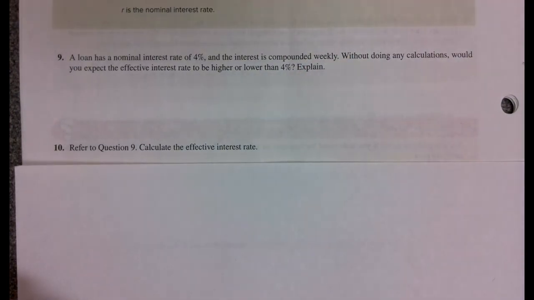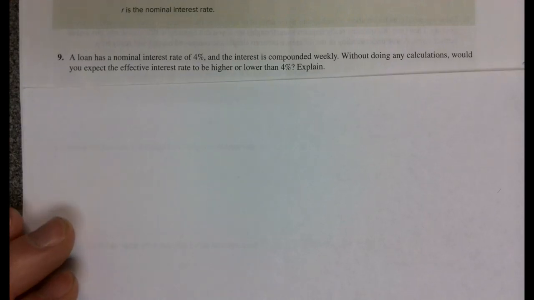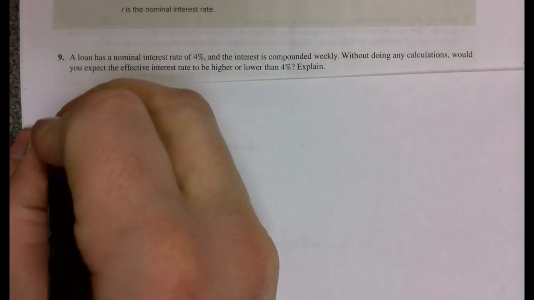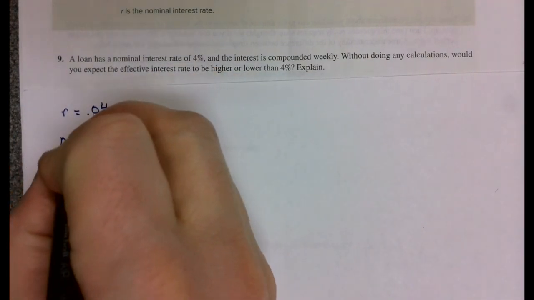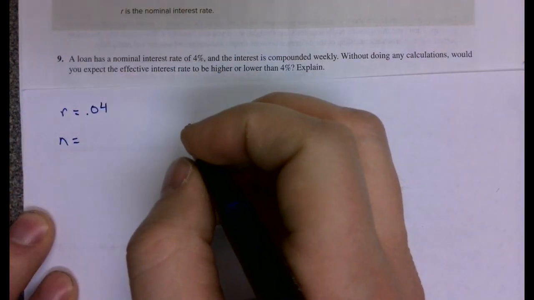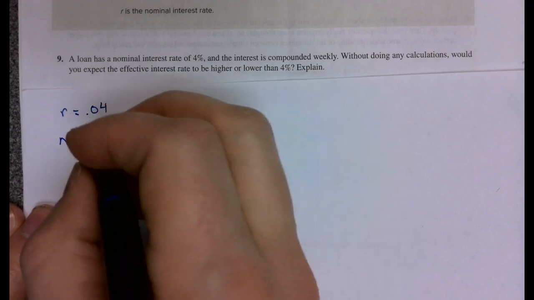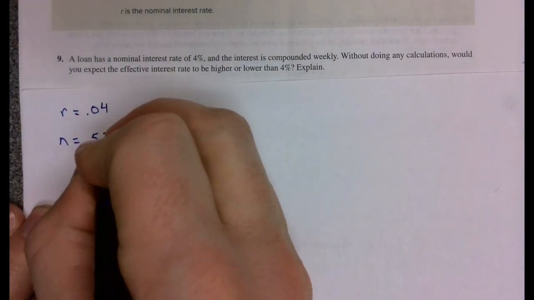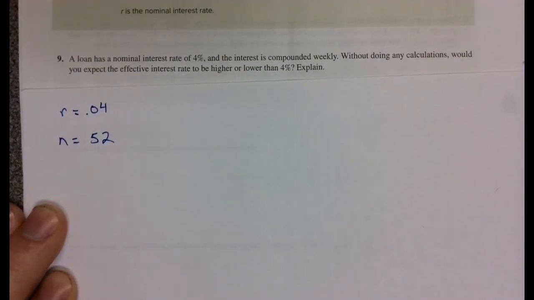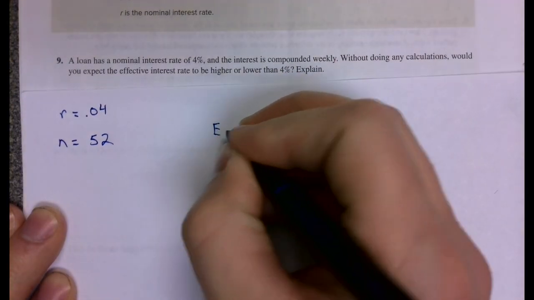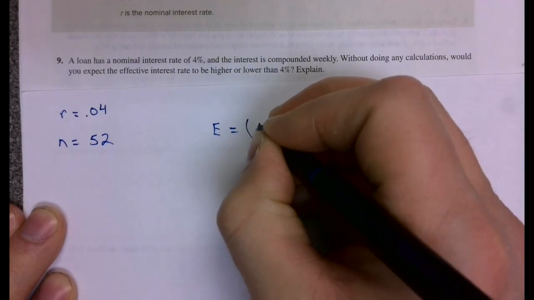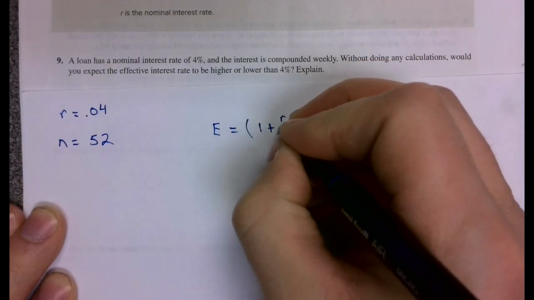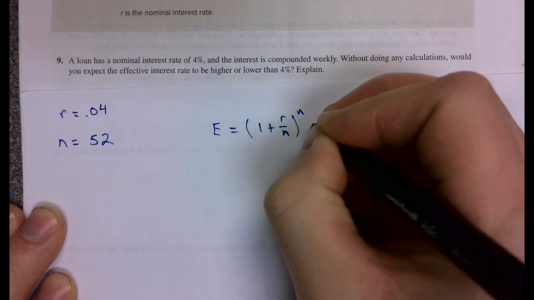Well, let's calculate that effective interest rate. Notice the things they gave us. They gave us R was 0.04. They gave us the N was, oh boy, I don't know how many weeks are in a year. I forgot. Well, no, I did remember, it's 52. And that's actually all we need. So the formula is the effective interest rate, E, is equal to 1 plus R divided by N, raised to the N power, minus 1.